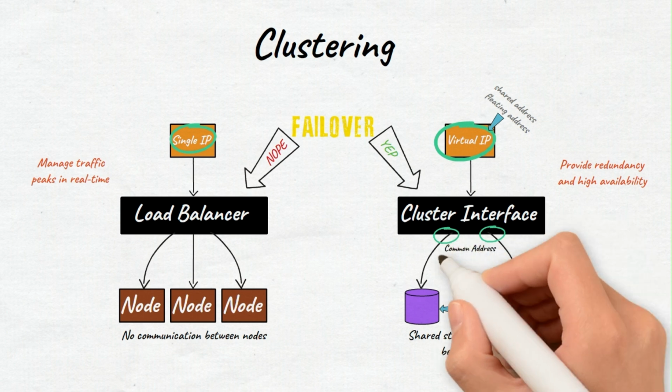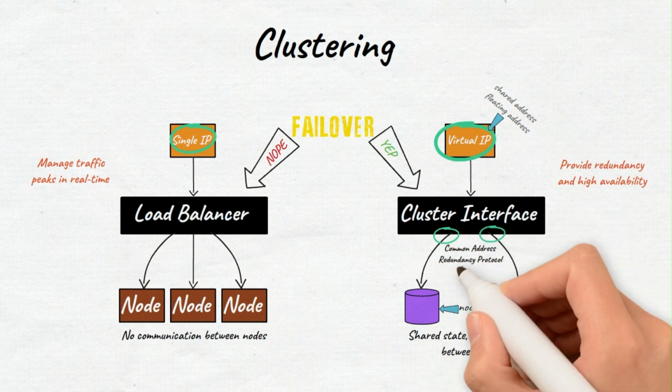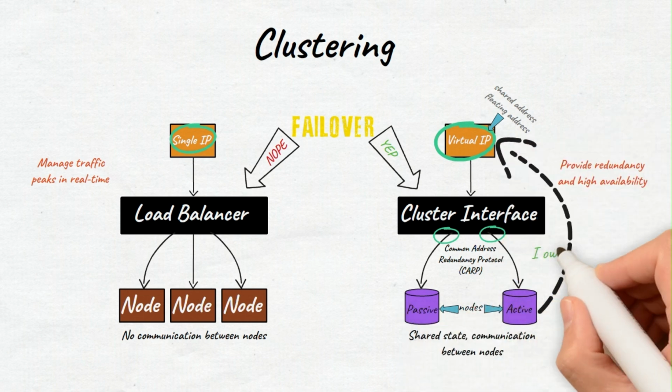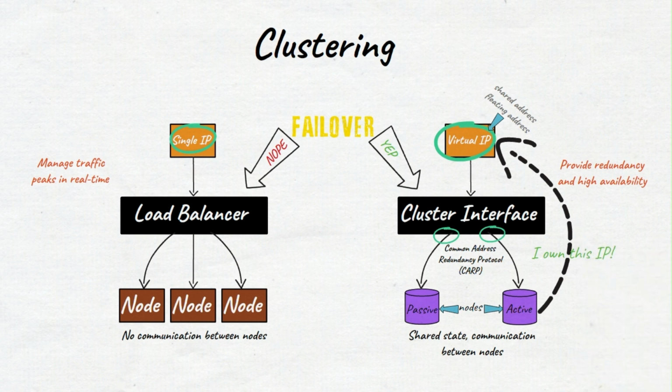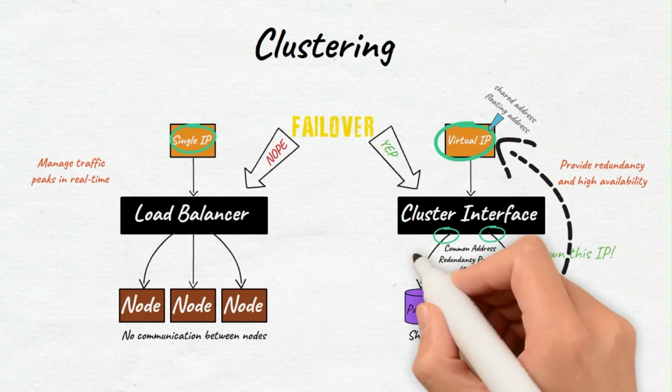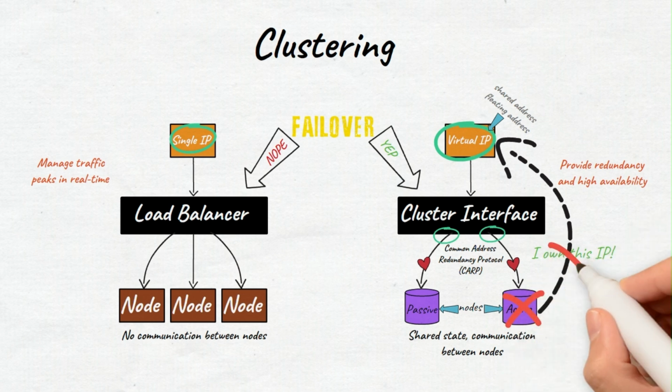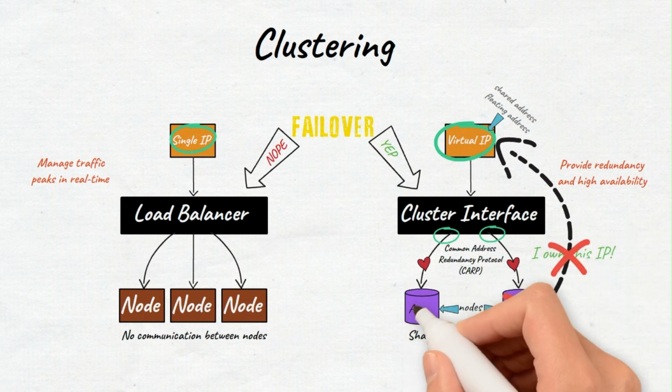Common Address Redundancy Protocol, or CARP, is a redundancy protocol that allows an active node to own the virtual IP and respond to connections. This protocol implements a heartbeat mechanism to allow failover to the passive node if the active one should suffer a fault.